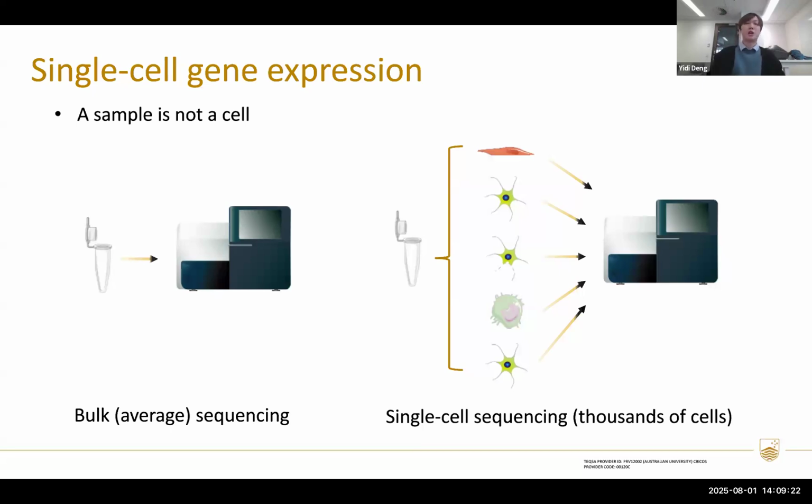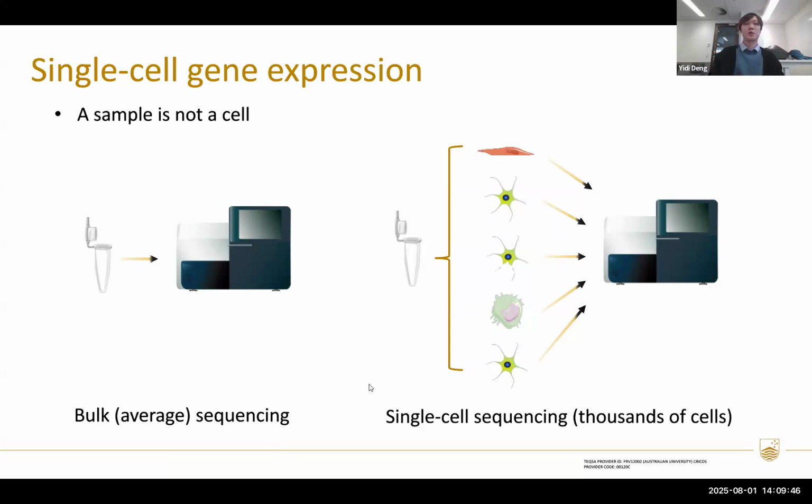But what we just talked about is what we call bulk sequencing. That is, we are just measuring the expression within the sample. So this sample expression could just be considered as the bulk aggregate expression of many single cells, right? So it is not actually at the single cell level.